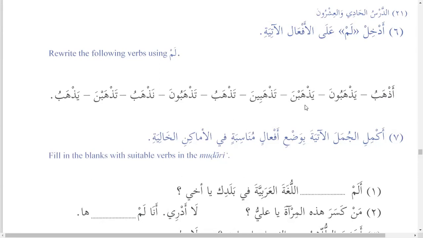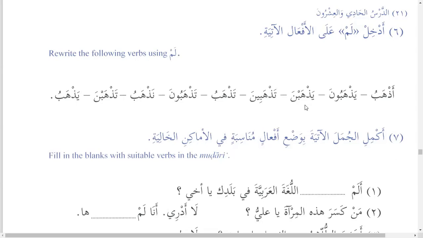Lam tadhabi. Yes, this is you go, tadhabina, for singular feminine, anti tadhabina, and anti lam tadhabi, you don't go. Tadhabu. Lam tadhab. And what would it mean? He didn't go, or she didn't go, or you didn't go. Yeah, anta. Okay, tadhabuna. Lam tadhabu, you all males did not go. Okay, lam tadhabu, you didn't go.